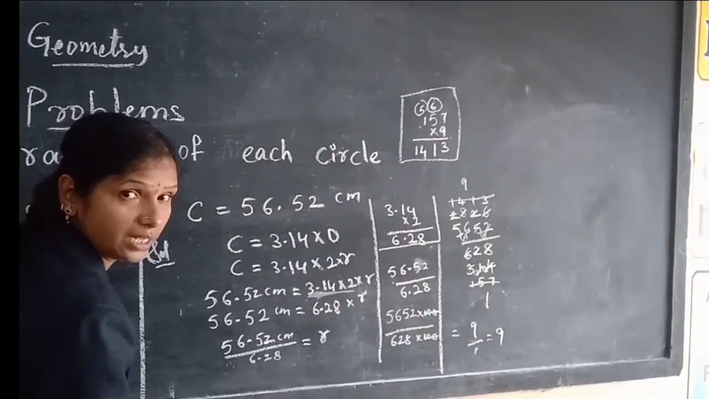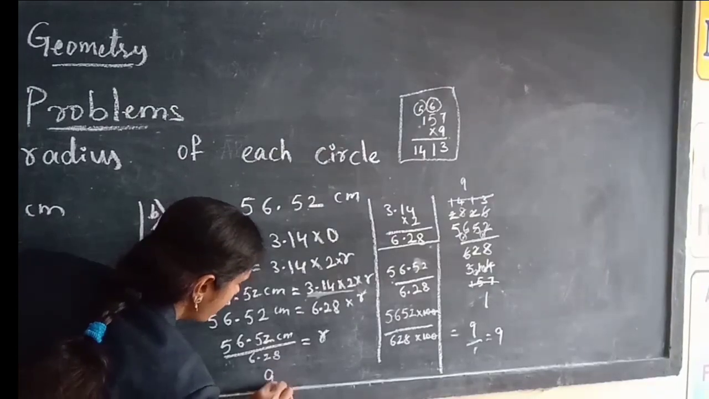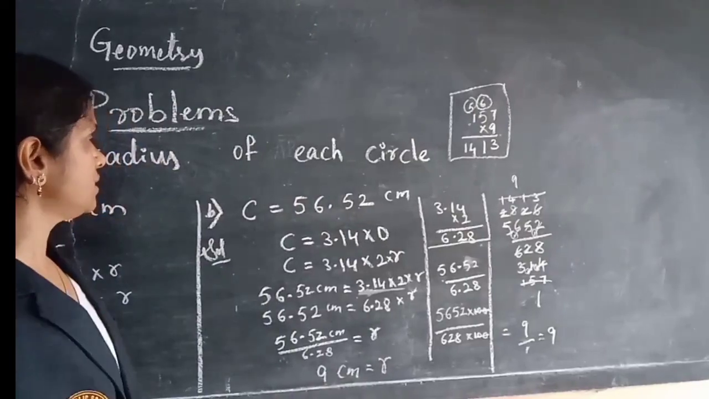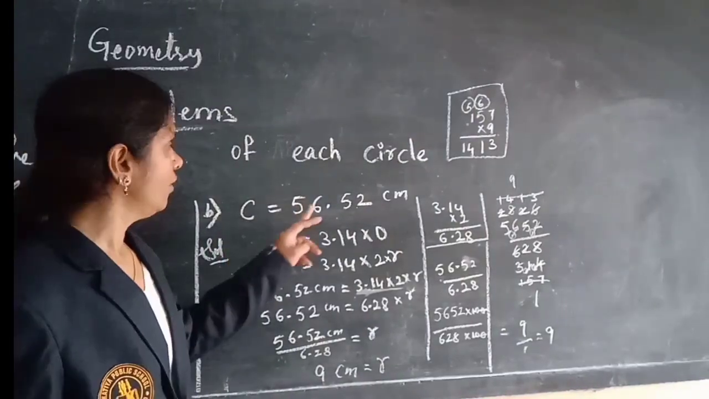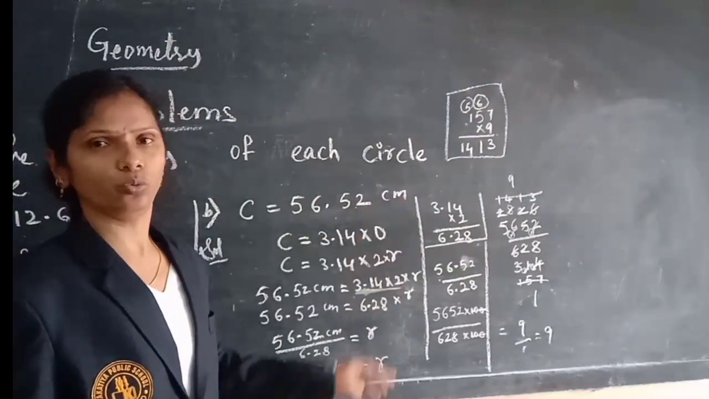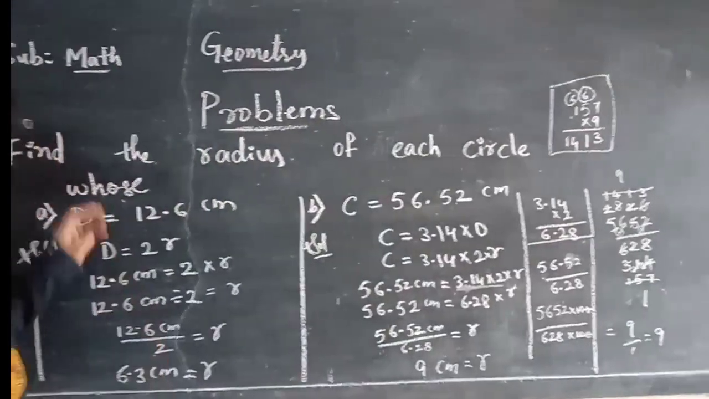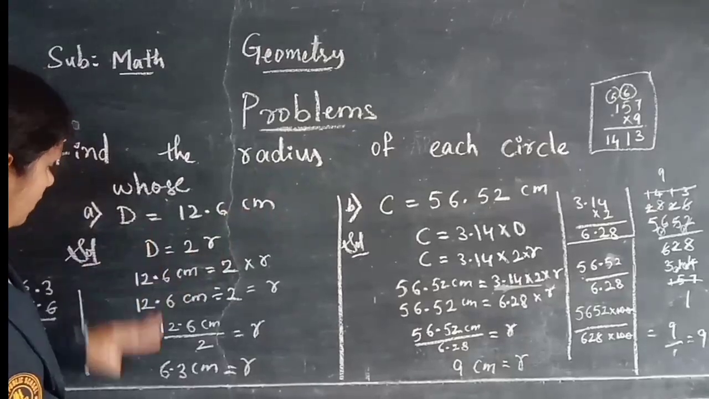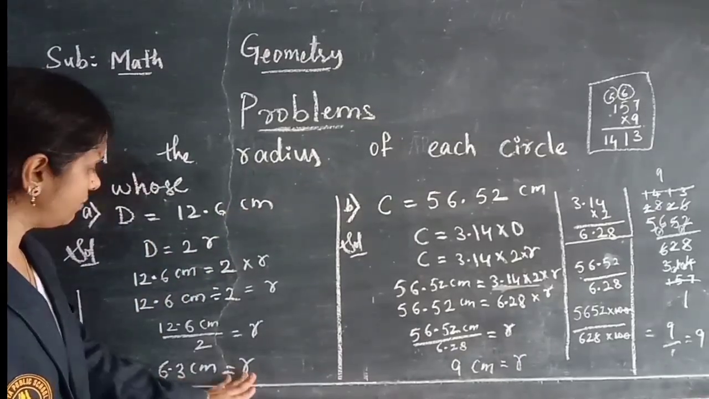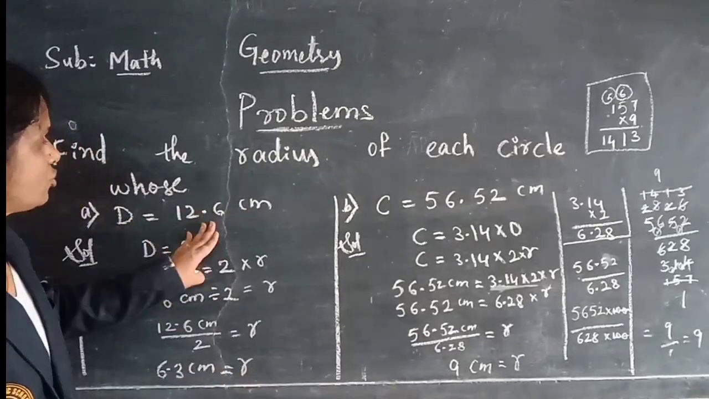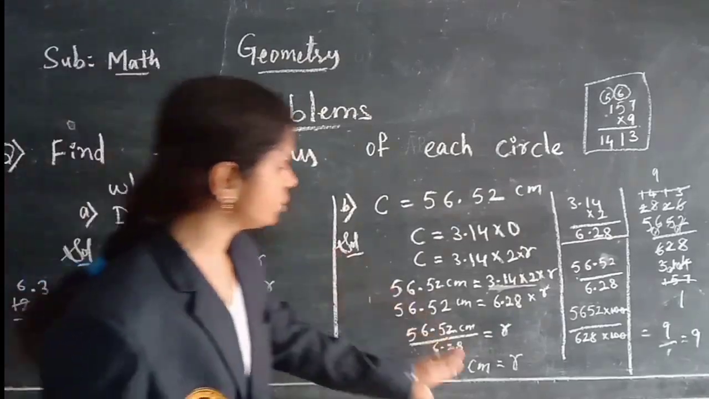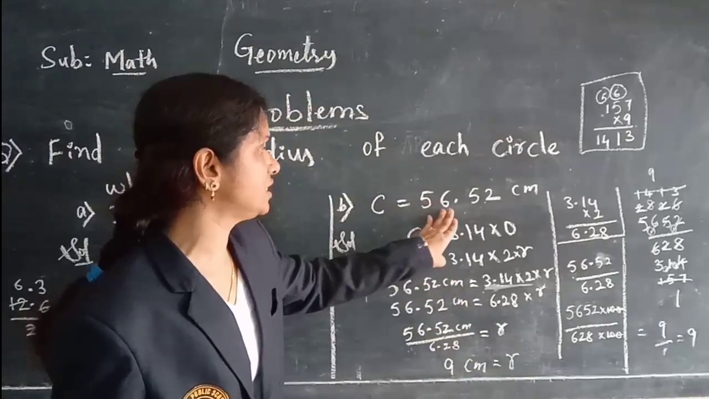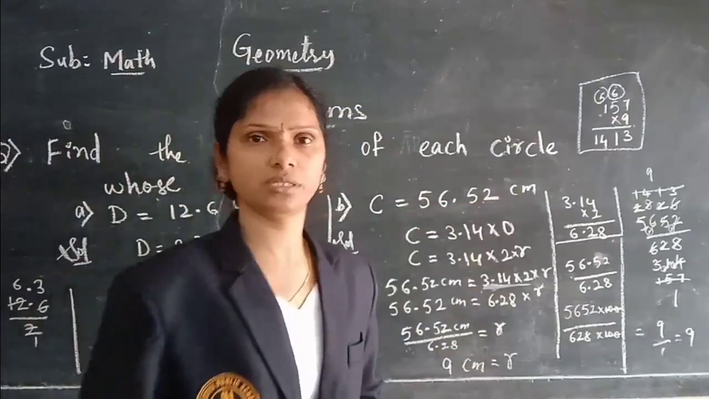So what we are getting here, the radius is 9 centimeters when the circumference is given as 56.52. Now here once again listen carefully children, we are finding the radius. The radius is 6.3 centimeters when the diameter is 12.6 centimeters, and coming to this problem, the radius value is 9 centimeters when the circumference is 56.52 centimeters.